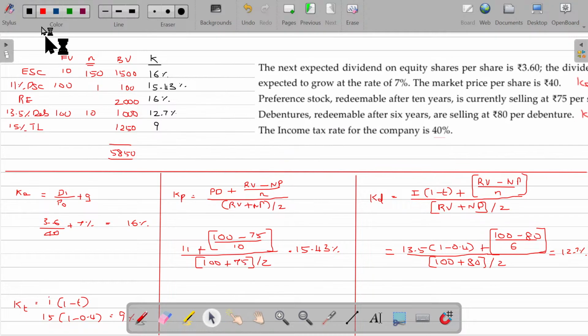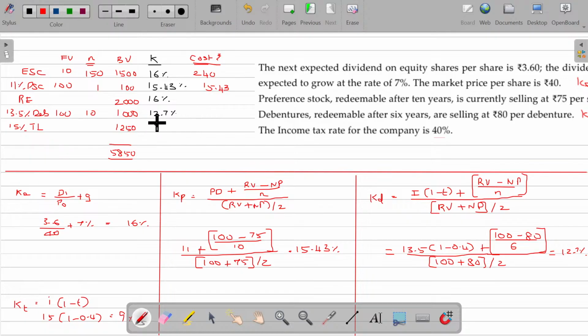Now find out the cost. Cost in terms of rupees. For equity shares, 1,500 lakhs, right? So for that, 16 percentage dividend will be payable. 1,500 into 16 percentage, what is the value? 240 you have to pay. In case of preference shares, 100 into 15.43. 15.43 preference dividend is payable for the preference shareholders.